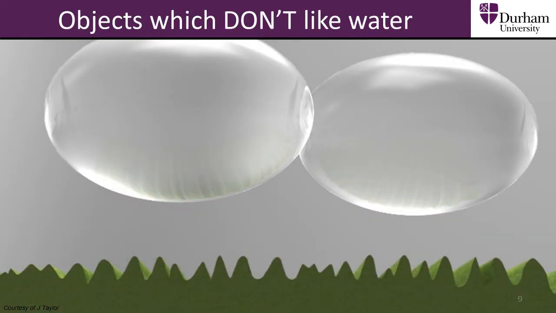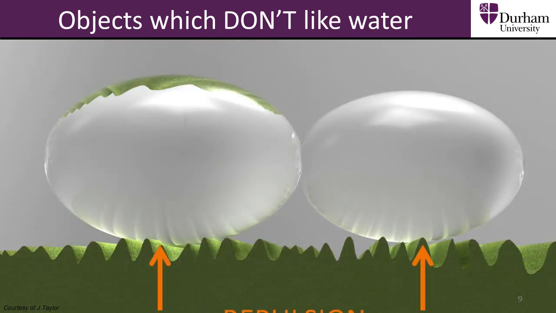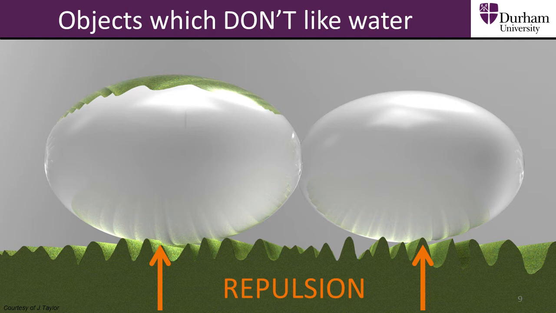However, some objects don't like water, and so when a droplet falls on them, they try to push the water away. This is called a repulsive force. The repulsive forces push the water away so that the water is touching the surface as little as possible. This is why we see small water beads on objects that don't like water.